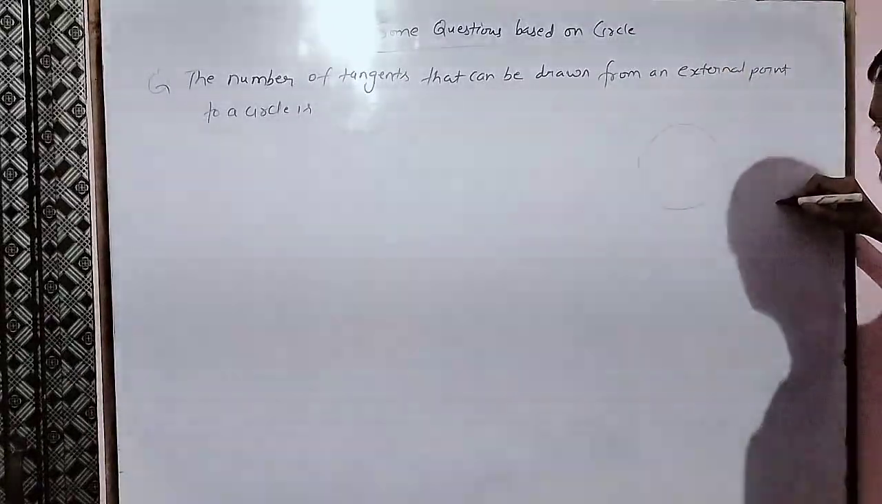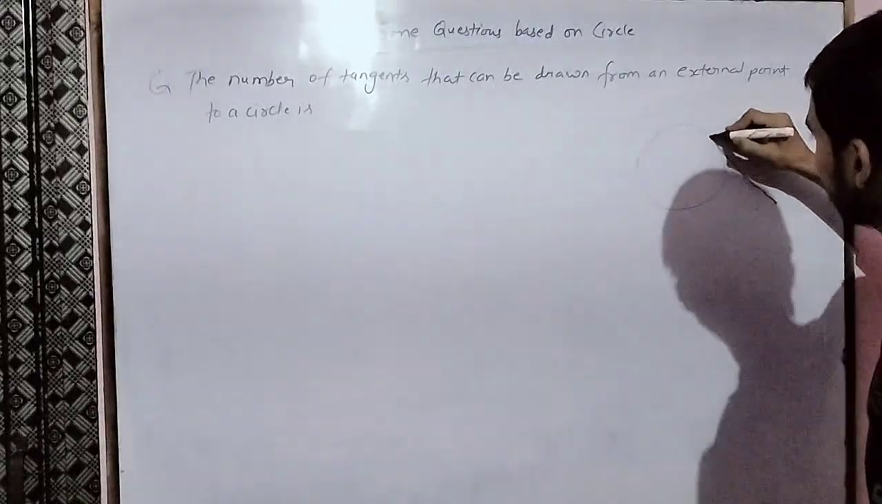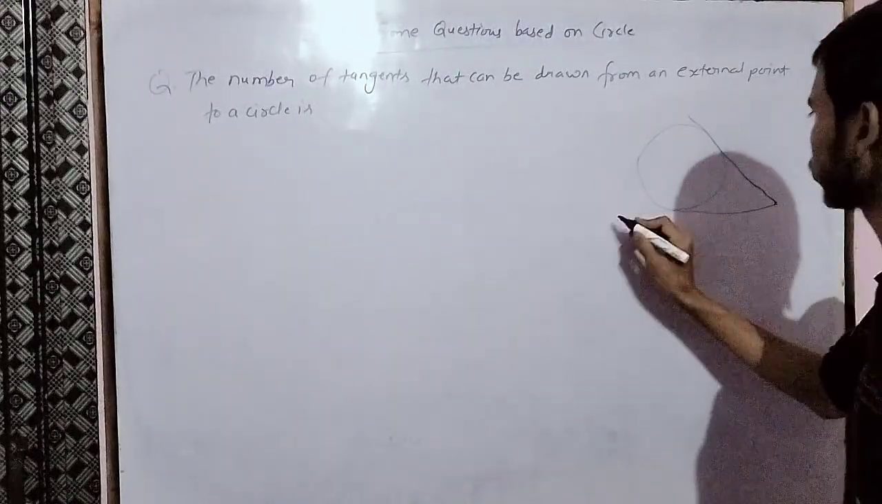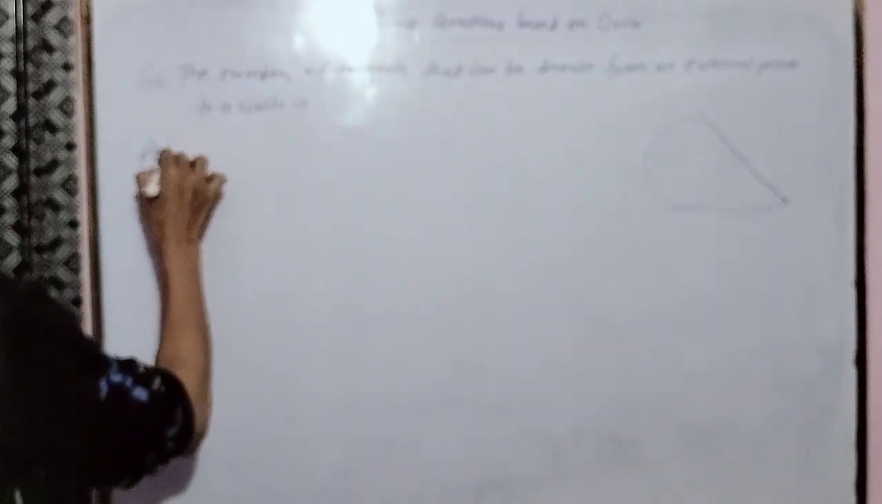Now you are already aware that from an external point only two tangents can be drawn. So two is the answer. Answer is 2. Clear? How much? 2 tangents.